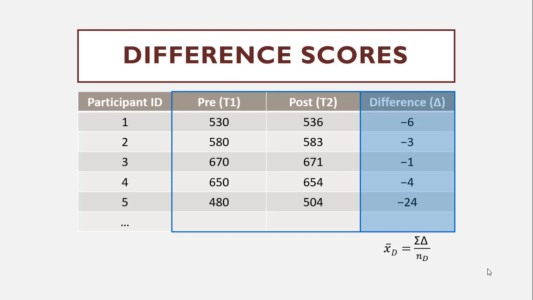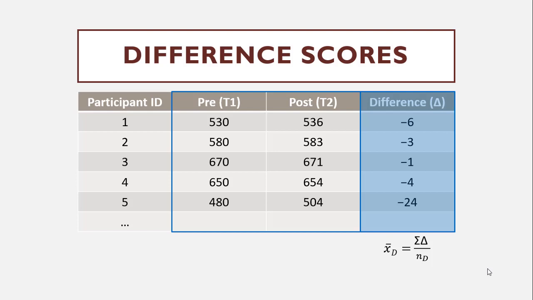And you can see here it's the same as calculating the mean score, except now we're going to sum together all the difference scores. So I'm just using delta, which is often used to represent difference, the Greek letter delta, which looks like a triangle. I'm going to sum delta, so -6 plus -3 plus -1 plus -4 plus -24, and I would continue until I got to the end of all the participants. And then I'm going to divide by the number of difference scores in order to get the average difference.